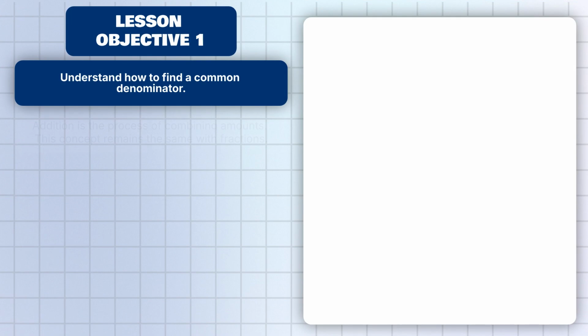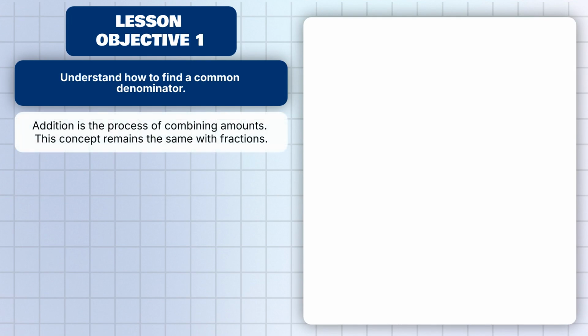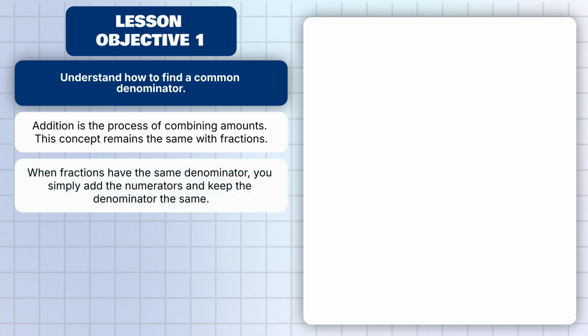To recap, addition is the process of combining amounts. When dealing with positive or negative integers, it's about increasing or decreasing a quantity. For fractions, the concept doesn't change. The goal is still to combine quantities. When two fractions have the same denominator, you simply add the numerators, or top numbers, while keeping the denominator, or bottom number, the same.